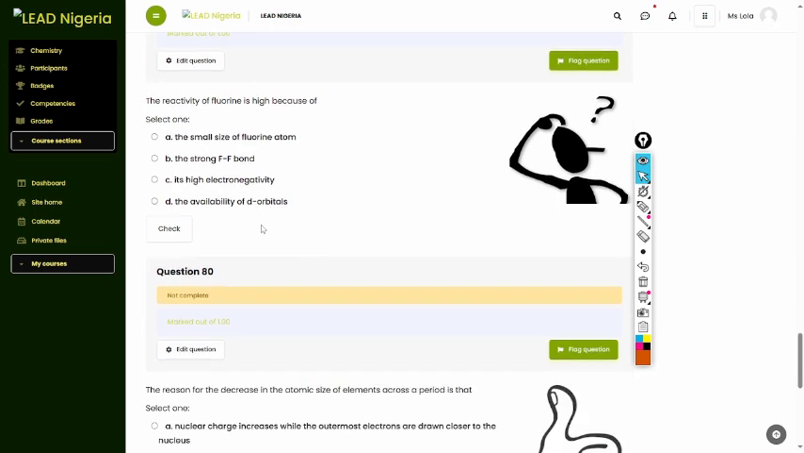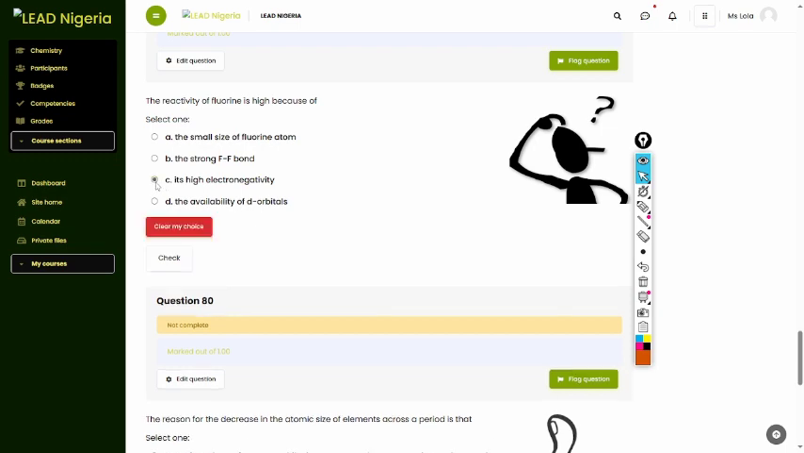The reactivity of fluorine is high because... So fluorine reacts very readily because it is very highly electronegative. This means that it easily accepts electrons to itself. So that describes its high electronegativity, and that's why it is a very reactive element. So the correct answer is C.